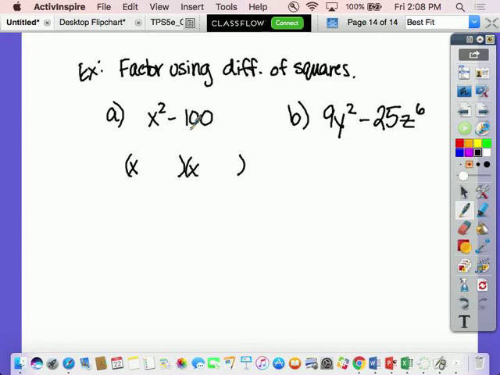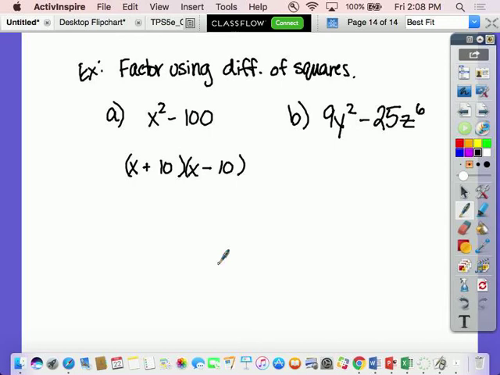100 is a perfect square. What is the square root of 100? 10. And then you're going to finish it off by putting plus, minus. By putting the plus and minus, we guarantee that those middle terms will cancel out. And you just get x squared minus 100 when you FOIL.